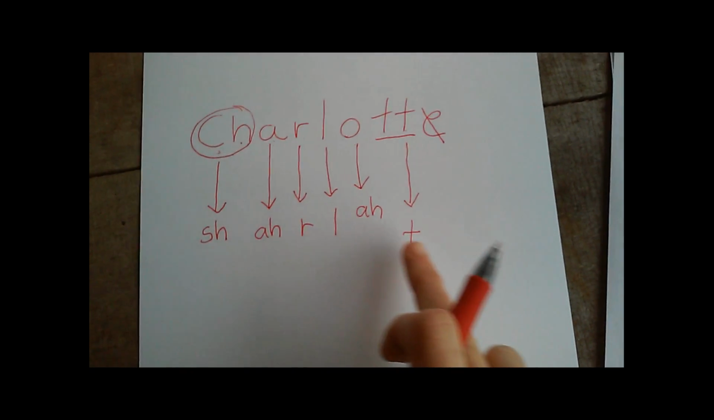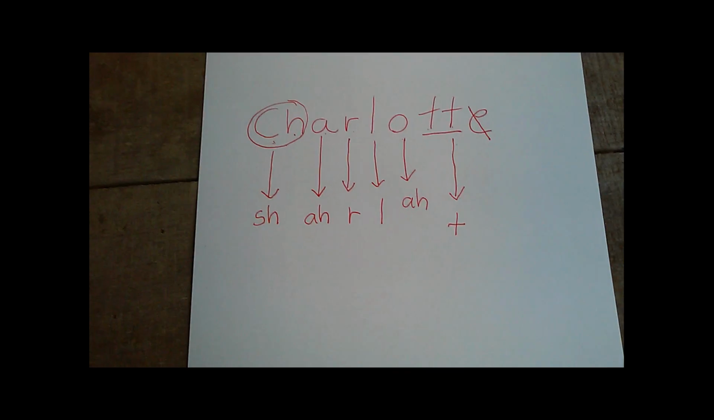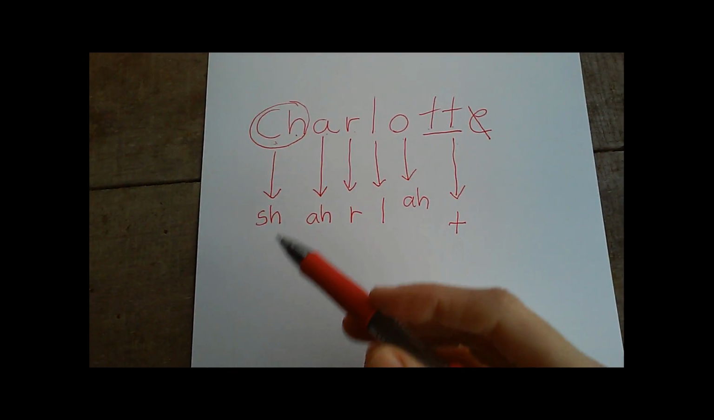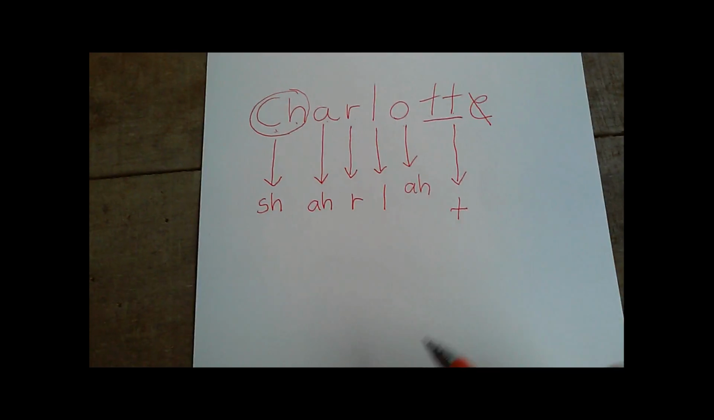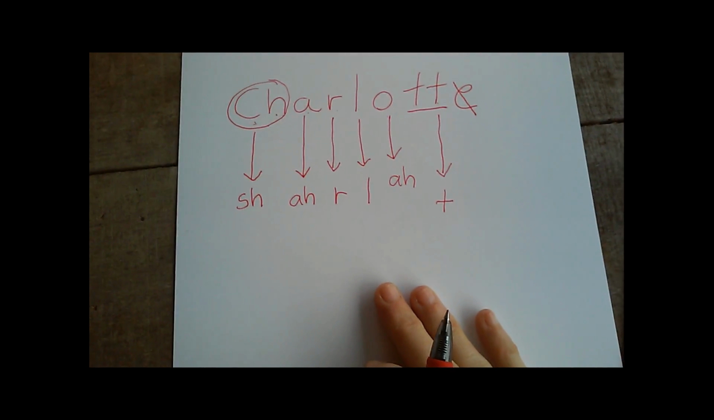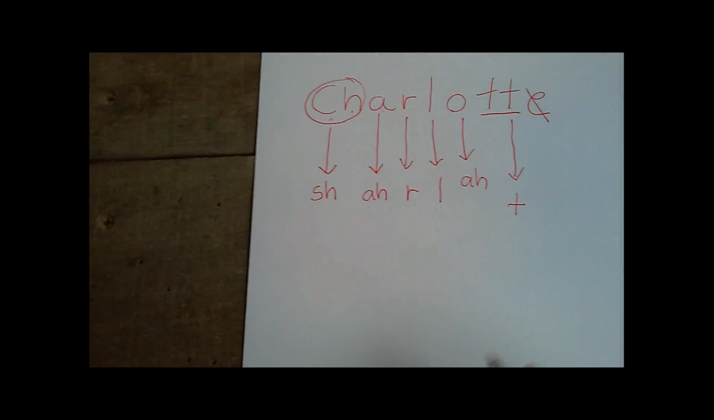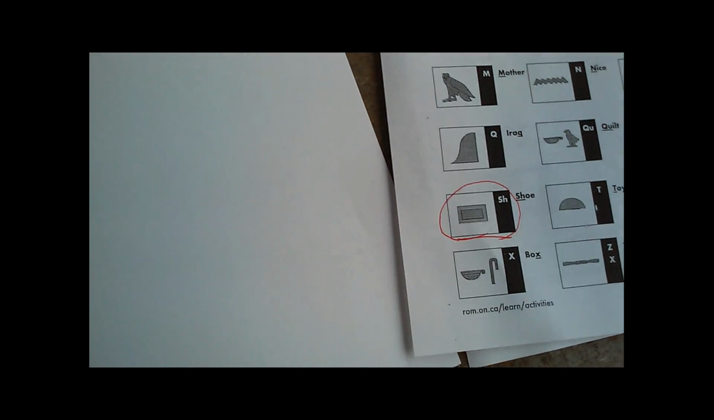So here we have our letter sounds written out. Now it's time to add the actual pictures to them. And remember, we don't need to draw them beautiful. We're just going to sketch them out. Okay? So this is a pretty long name. So let's start here. We have a SH. So we're going to draw this picture.